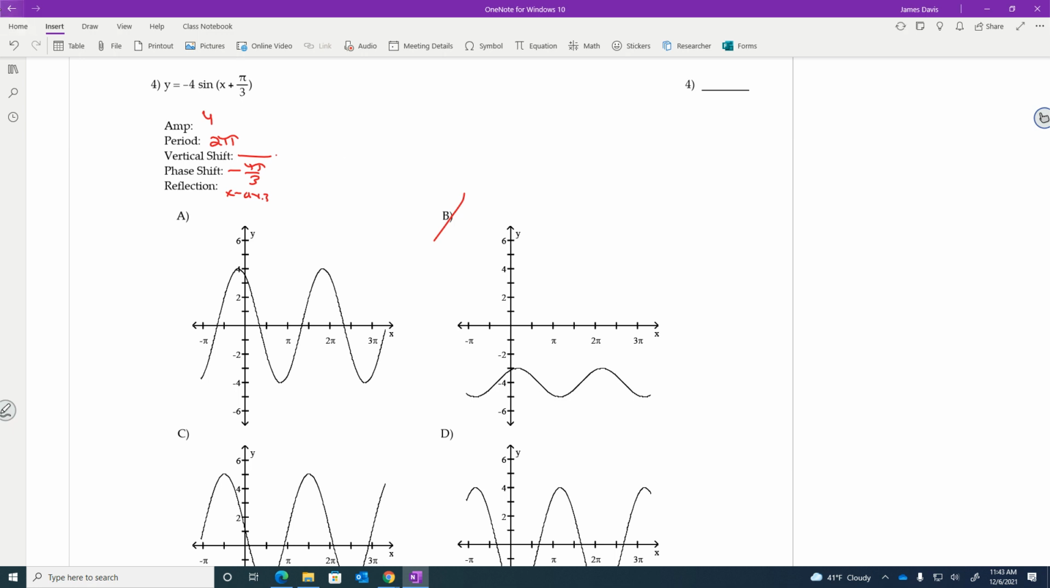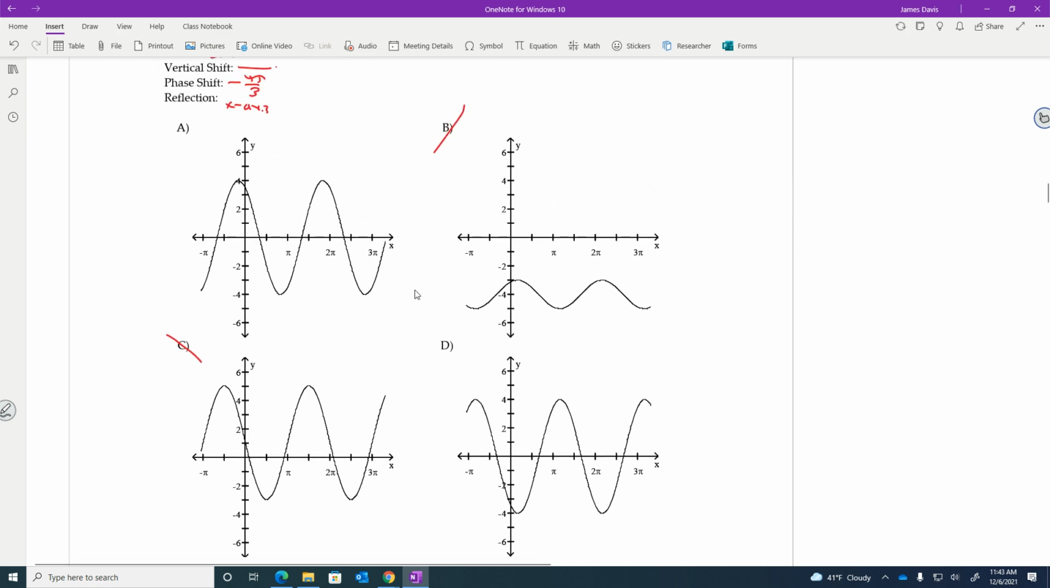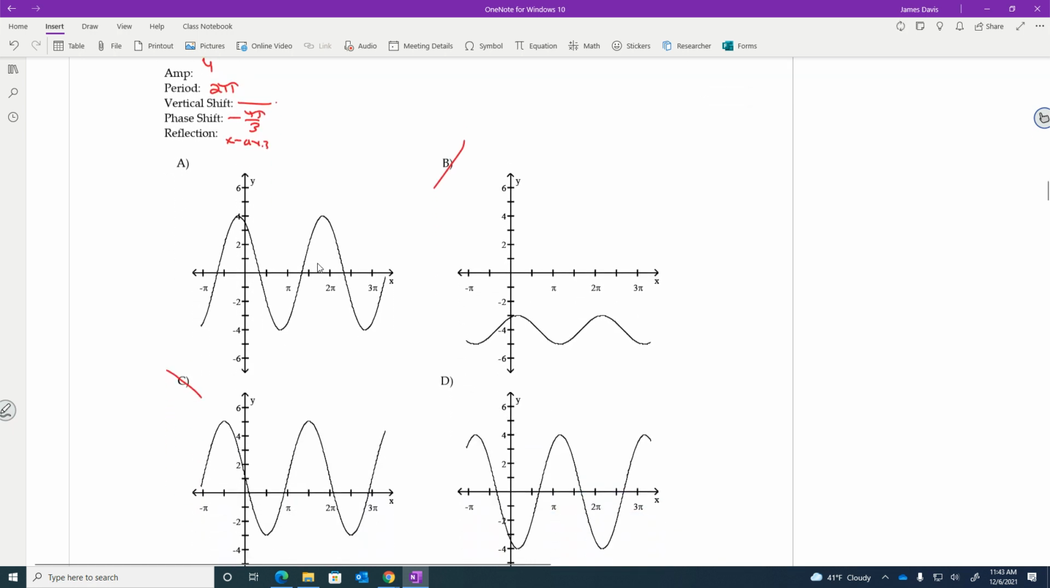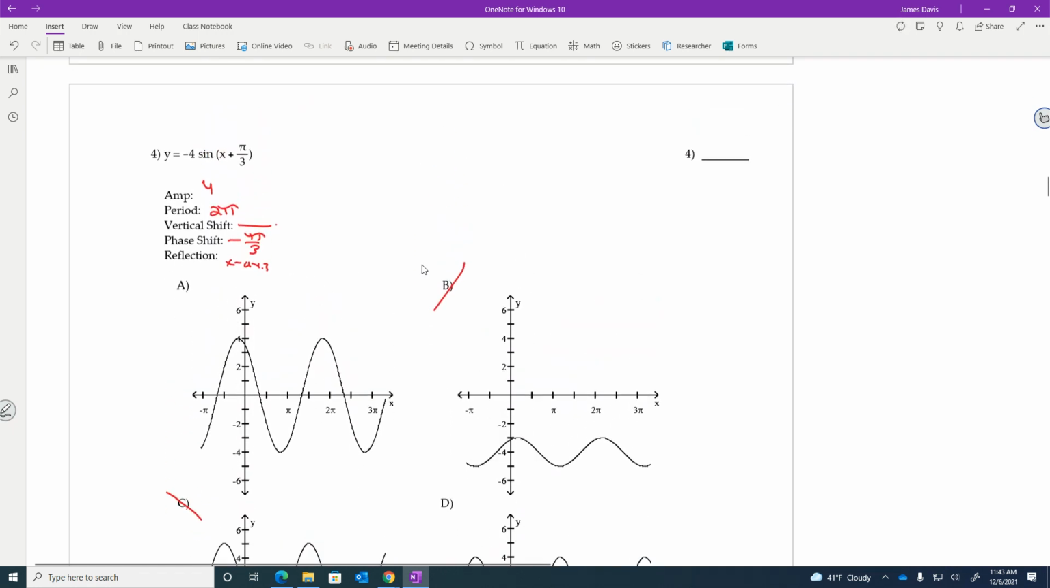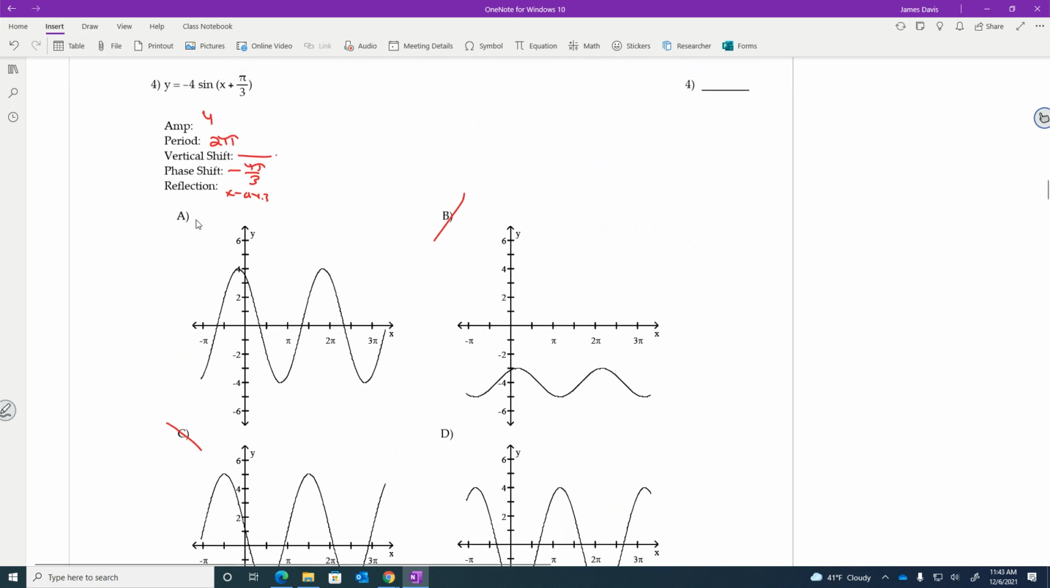You could also eliminate C, because you can see C is not centered. It goes up to 5 and down to -3, so it has a vertical shift also. So narrow down, you should pretty much always be able to narrow down 2 of them. From here, it's a little trickier. They both have an amplitude of 4, which is good. And the period is 2 pi. But you've got to think about this phase shift of being -pi over 3.